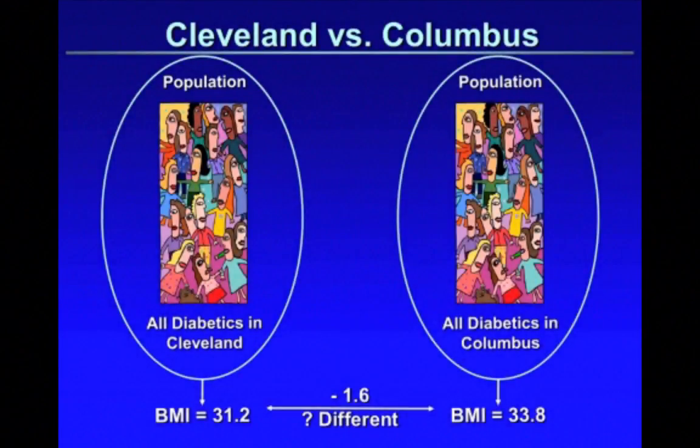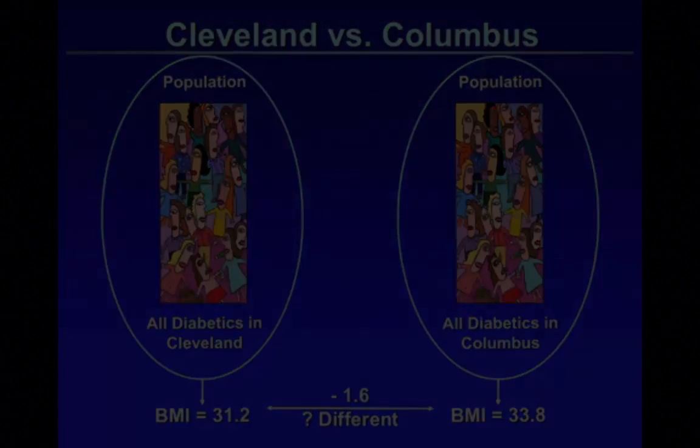We might also want to know whether the average BMI among diabetics in Cleveland differs from the average BMI for diabetics in Columbus, which is reported to be 33.8. Based on our sample, Cleveland diabetics appear to have a BMI that is 1.6 less than diabetics in Columbus. Is this just a chance finding due to variation in our sample, or are diabetics in Columbus really heavier than those in Cleveland? Using a confidence interval provides us with a way to answer these questions.